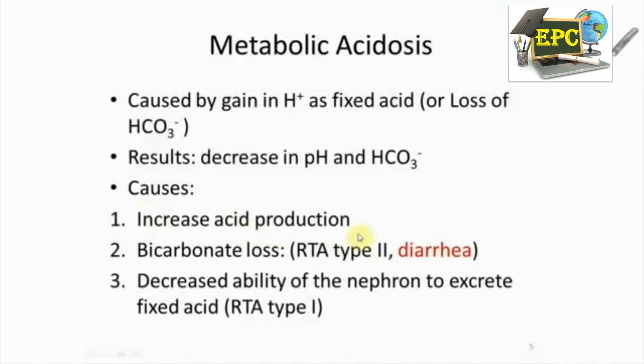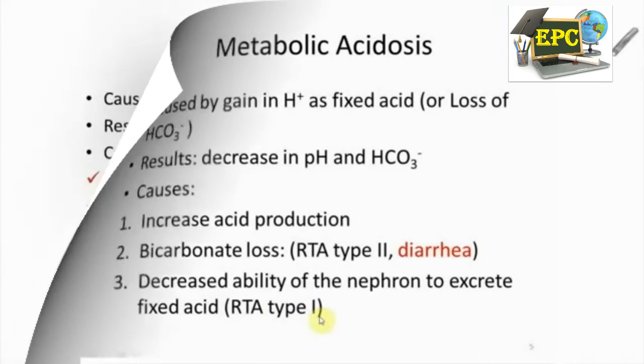So basically, increase in acid production. Okay, you have bicarbonate loss, for example, in renal tubular acidosis type 2, or diarrhea. And a decreased ability of the nephron to excrete the fixed acid that you are generating, or the fixed acid in your body. So renal tubular acidosis type 1 is an example.